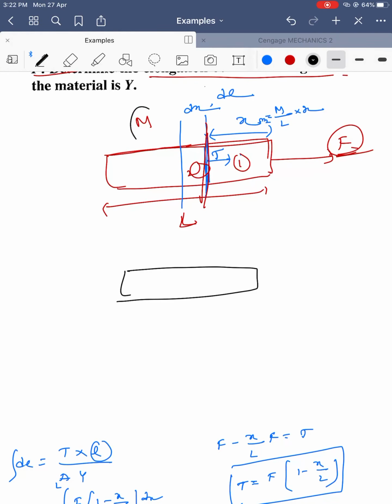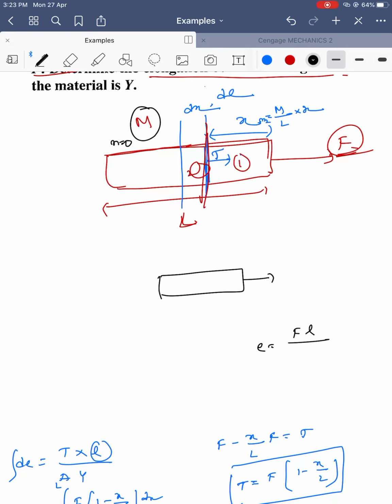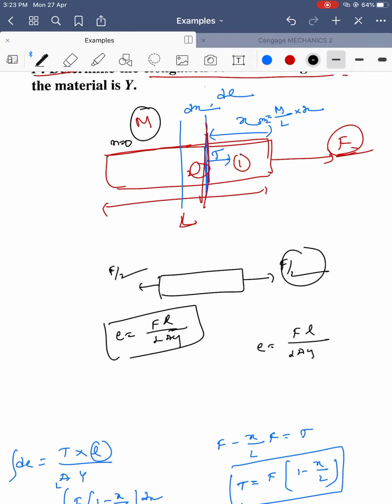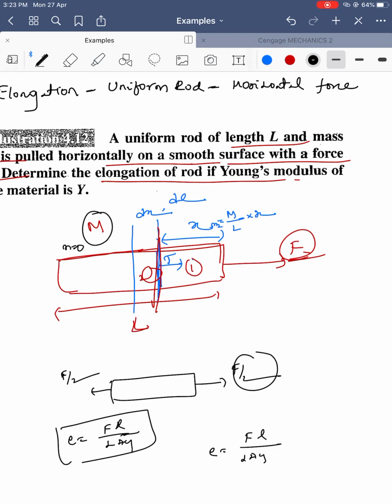Generally, if it is massless, if M is equal to 0, the elongation would have been F into L by A into Y, because it is massless and the elongation is the same. But if the mass is present, then the diagram will change, with forces on both sides. What is the elongation? F into L by 2 A Y. So we assume F by 2 in this direction and F by 2 in the other direction. The total elongation is then F L by 2 A Y with force F by 2. Simple. We'll do the remaining questions in the next video.